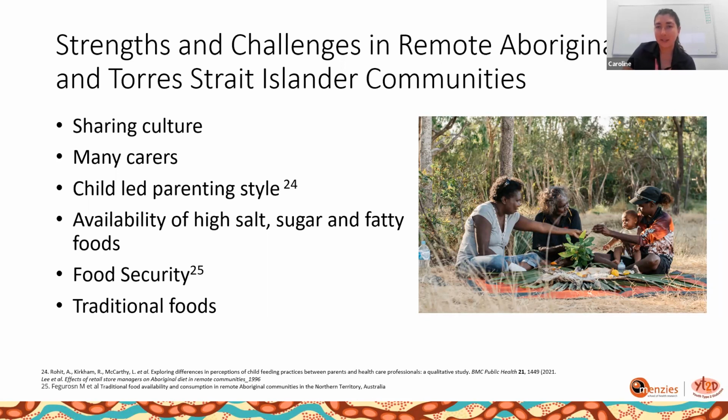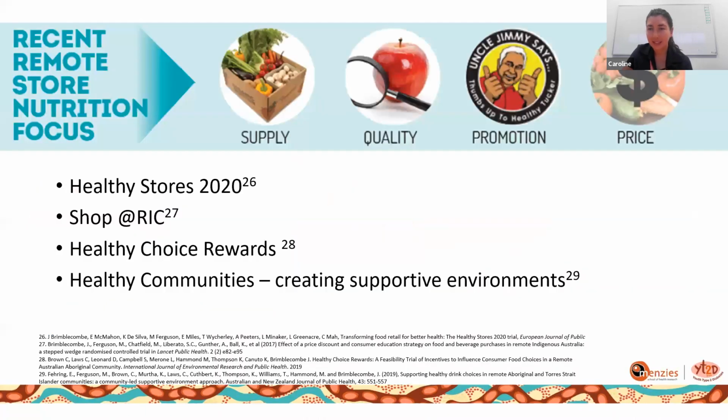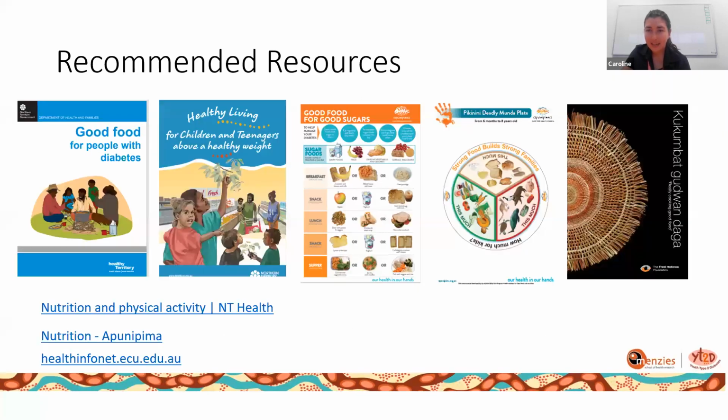So some of the resources that we recommend. So visual resources are a great way to overcome language and cultural barriers. These resources displayed here are great for providing health and nutrition messages visually without oversimplifying or losing the complexity. So the Good Food for People with Diabetes is a booklet that steps through type 2 diabetes and recommended diet and lifestyle changes. It can be adapted for use for children and teenagers.